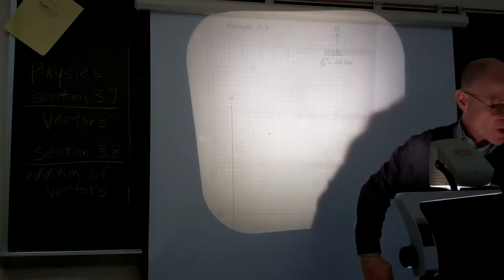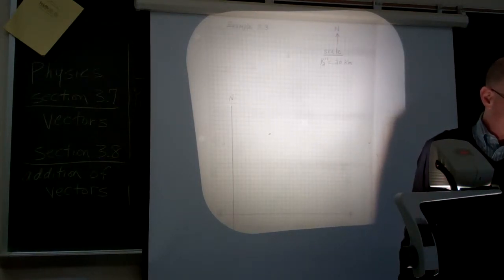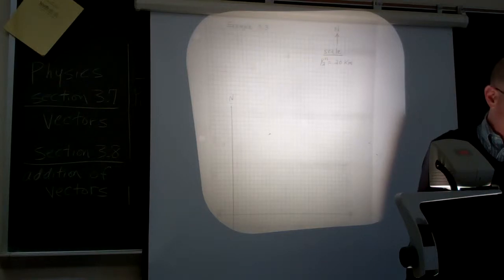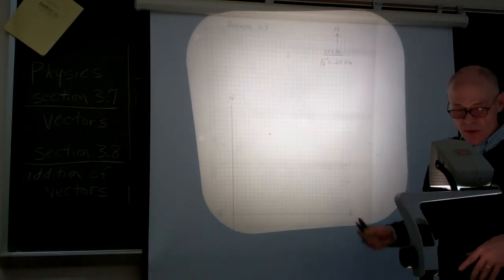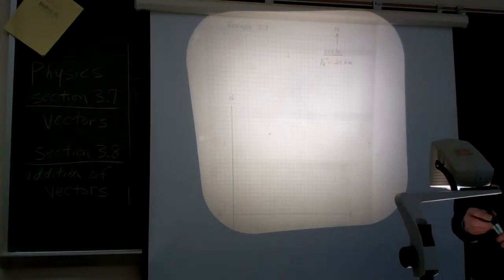So in this problem, a ship is at sea. On the first day it goes 100 kilometers north, and on the second day 60 kilometers northeast, and then 120 kilometers due east on the third day. Find the resultant displacement. So we're going to use the polygon method, and we're just going to string those three vectors together.